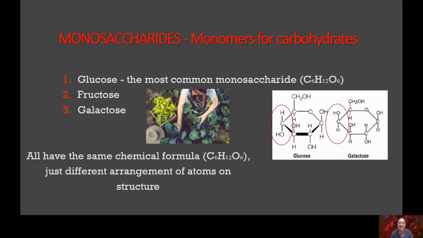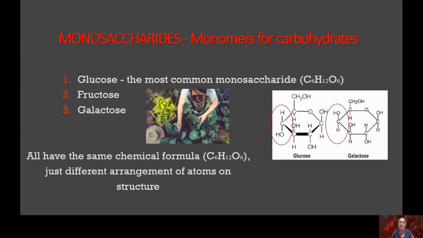However, they have a different structure. So the way that the carbons, the hydrogens, and the oxygens are connected together is different, and that's what makes them different from each other. So for example, here we have the glucose is connected to the H on top and to the OH on the bottom, the hydroxide. On the galactose, it's inverted. So the hydroxide's on the top and the hydrogen's on the bottom. And that is the only difference. They have the same amount of carbons, same amount of hydrogens, same amount of oxygens, but they behave differently when you consume them.